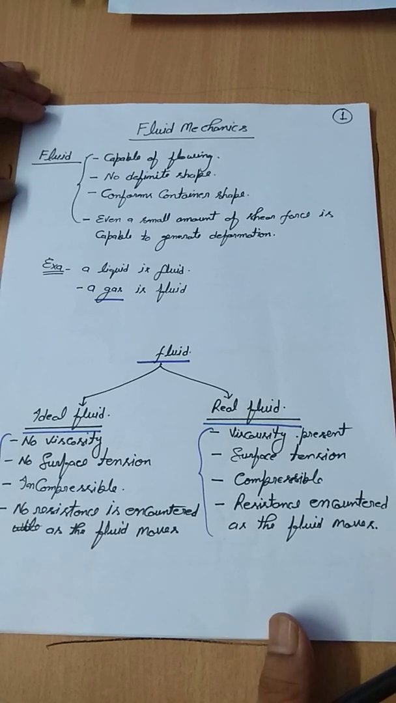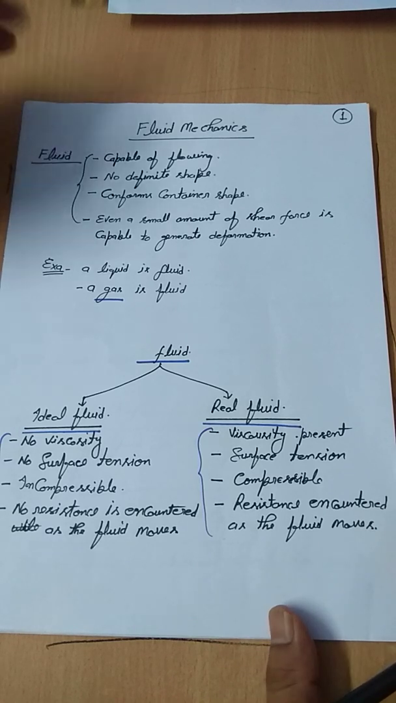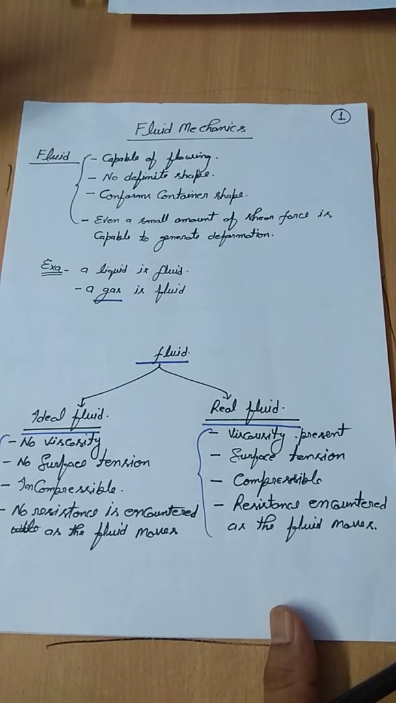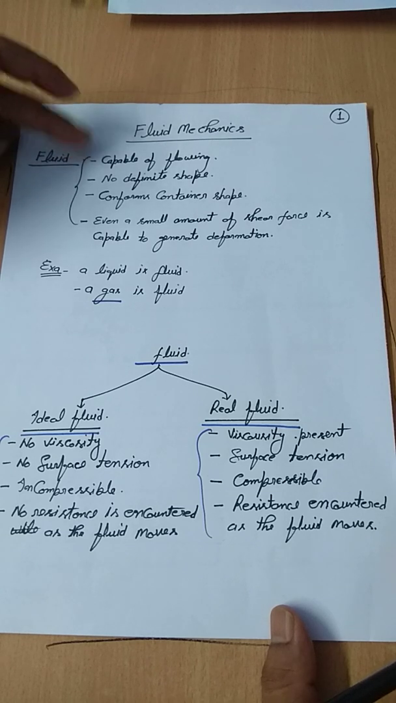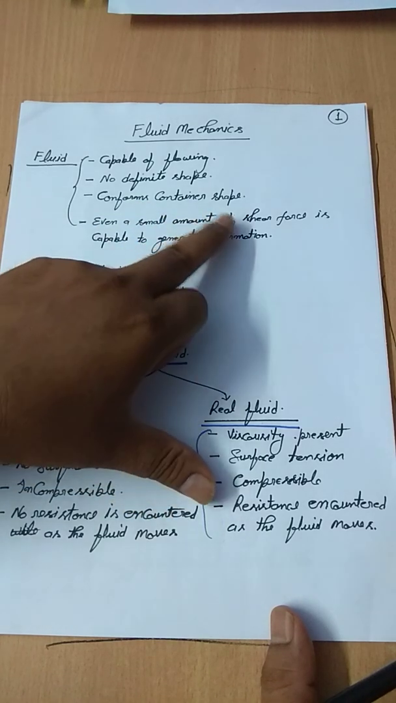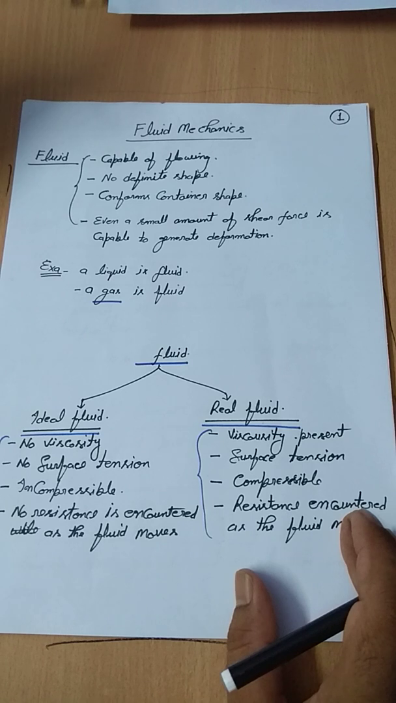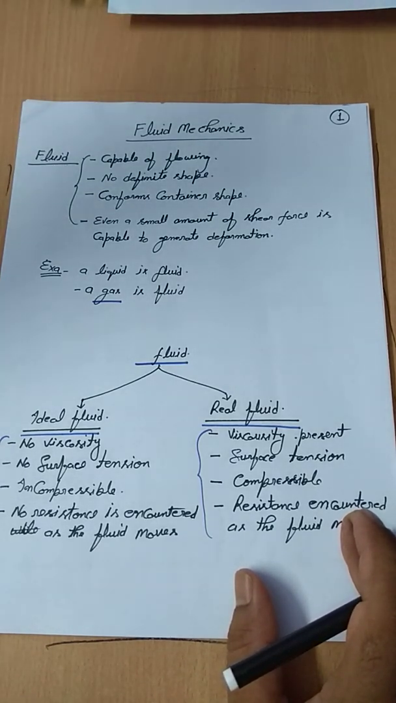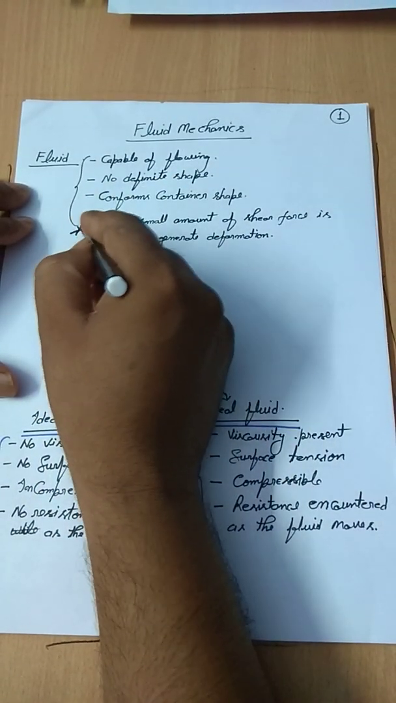The very basic and first definition is this: what is fluid? A fluid is a substance which has certain properties. What kind of properties? It should be able to flow. It should not have any definite shape. It conforms to the container's shape. Means in whatever container you pour it, whatever shape the container has, it will conform to the shape of the container. Even a small amount of shear, this property is very important for the fluid.